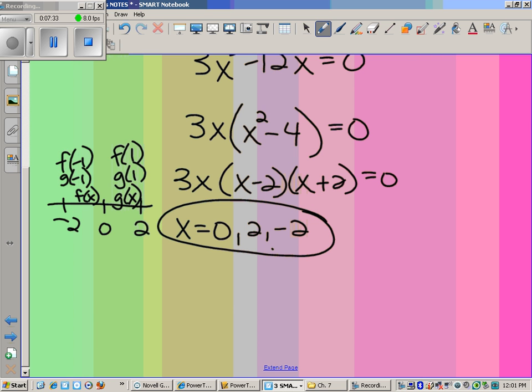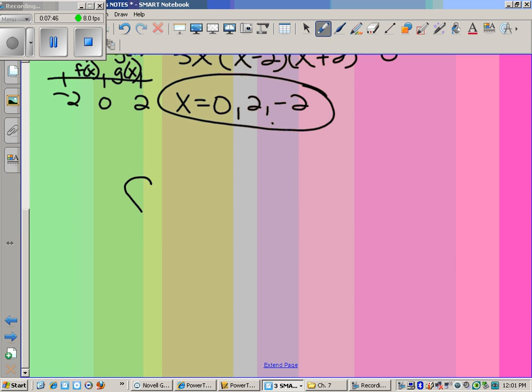We found our intersections. We found who's higher, who's greater in each interval. What's my third step? Set up. Okay, let's set up 2 different intervals. My first interval is going to be from where to where? -2 to 0.